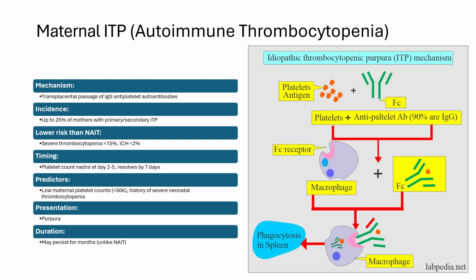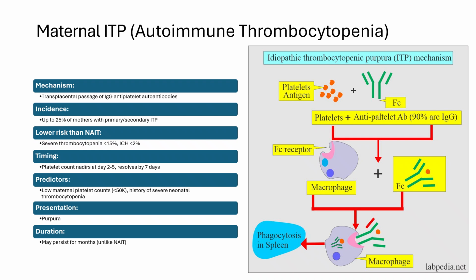Management focuses on IVIG as first-line therapy, with random donor platelets reserved for active bleeding. Unlike NAIT, maternal platelets offer no advantage since they carry the same antigens being targeted by the antibodies. Cranial imaging is recommended for platelet counts below 50,000 per microliter.